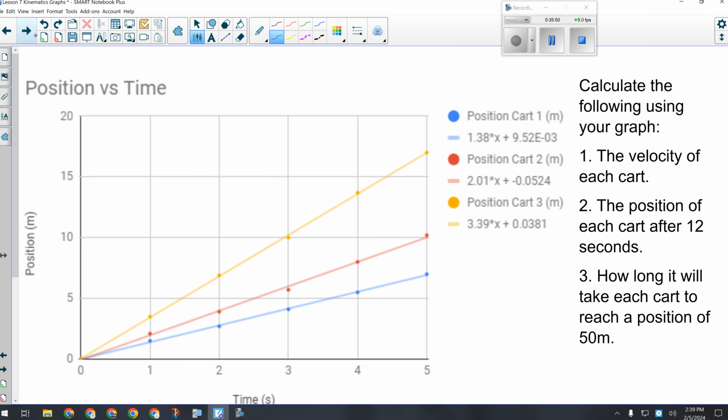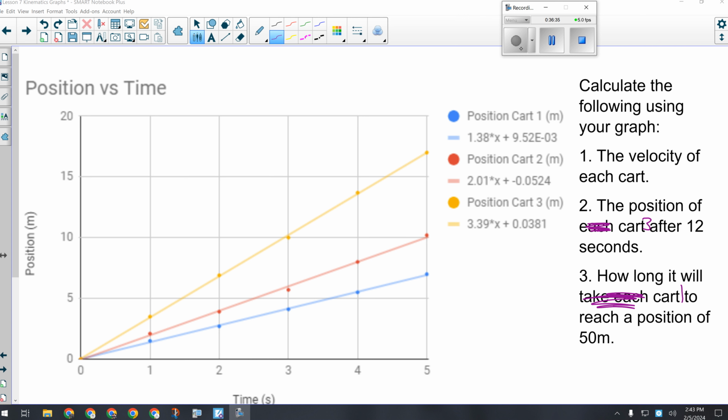I think we've got time for this. So let's say velocity of each cart. I'm going to keep question 1 the way it is. The position of cart 3 after 12 seconds, and how long it will take cart 1 to reach a position of 50 meters. We've already done these calculations, it's just a different graph. So I want the velocity of each cart for part 1. And then number 2, position of cart 3 after 12 seconds, and how long it will take cart 1 to reach a position of 50 meters.